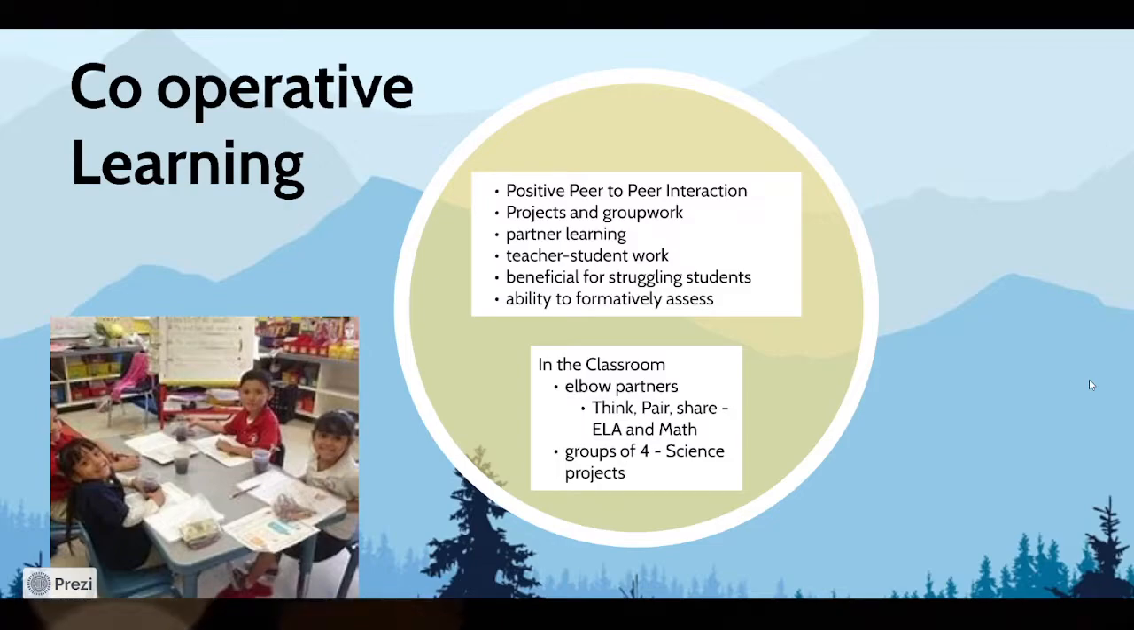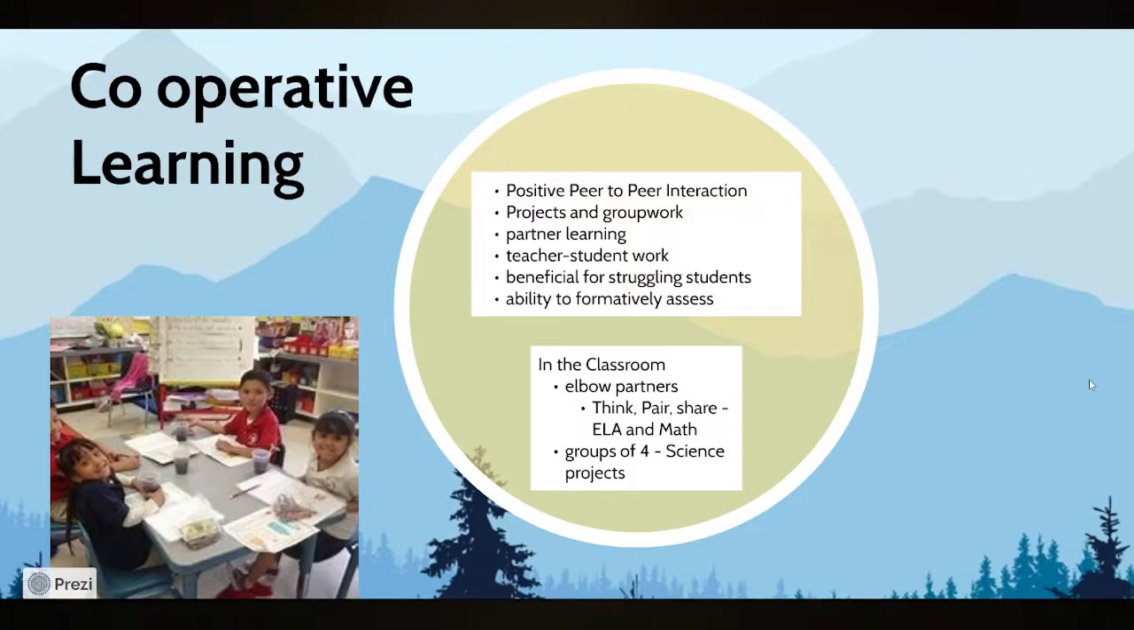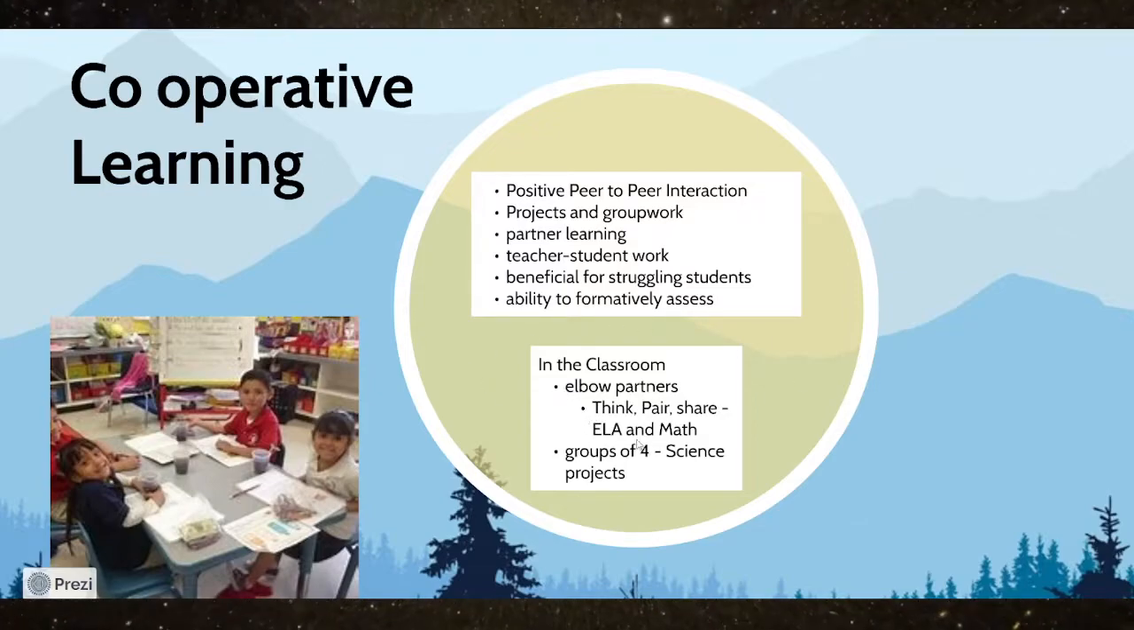So the teacher is able to get an idea of what the students know and if they're struggling or if they need extra help just based on these interactions between the peers or the teacher-to-student interactions. In the classroom, ways to do this would be elbow partners, think pair shares. You could do this for ELA and math. And also just having group science projects, like in groups of 4, would be a great way for cooperative learning to occur in the classroom.